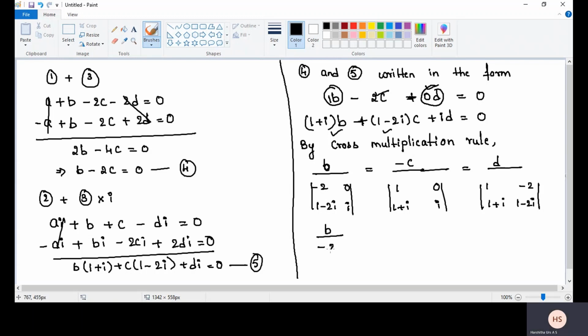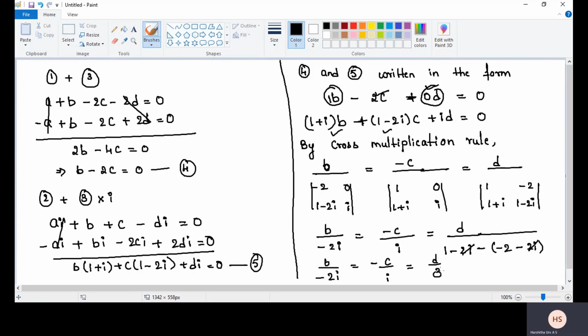b divided by minus 2i is equal to minus c divided by i, that is equal to d divided by 1 minus 2i. When we are doing the determinant, opposite sign, minus of minus 2, again minus 2i. So here minus into minus, plus 2i minus 2i will get cancelled. b divided by minus 2i, that is equal to minus c divided by i, that is equal to d divided by 3, is equal to some constant.